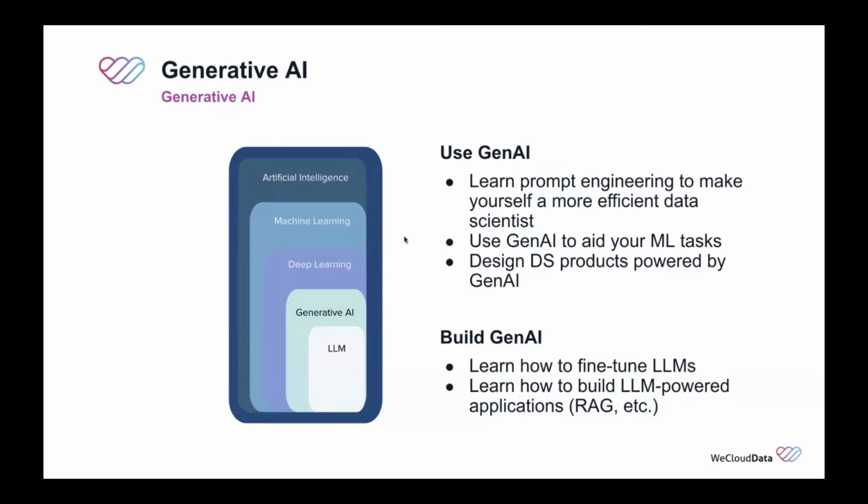When we talk about deep learning, we start to talk about specialization or specific use cases such as computer vision, natural language processing, and generative AI is just a part of it. And LLM, which is specific to language models, is just part of the generative AI family.